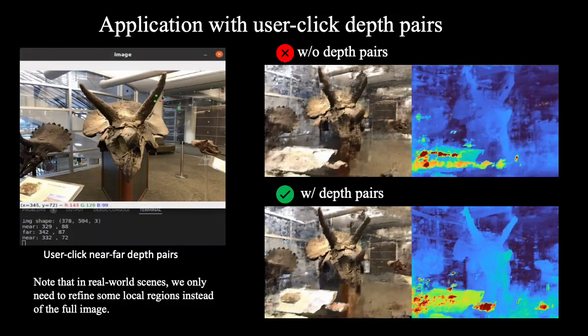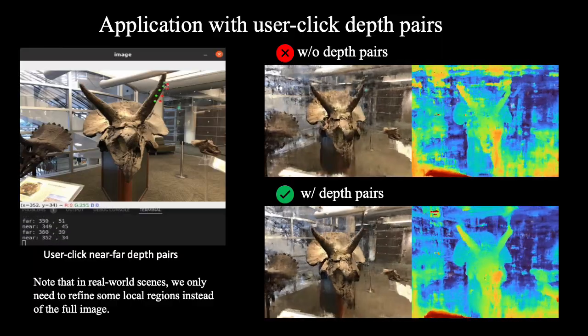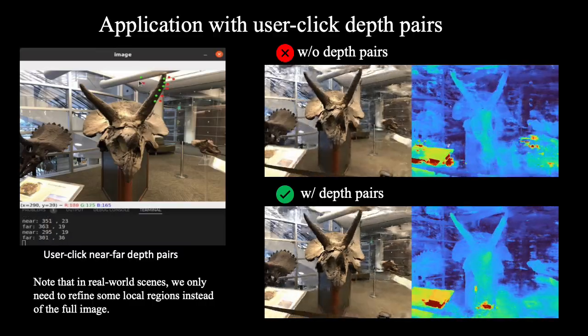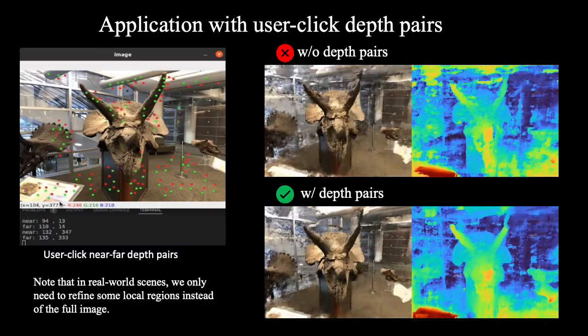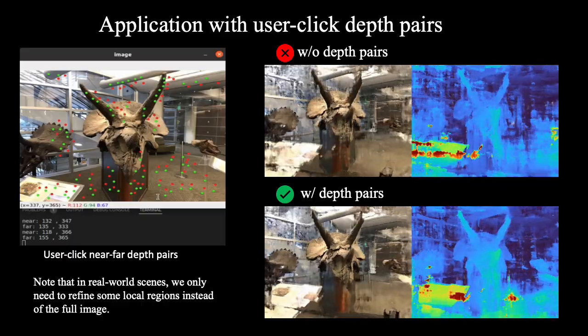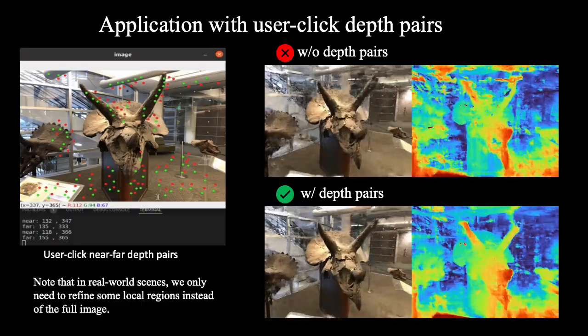We show another application. The users are asked to click near-far depth pairs for depth ranking supervision in a local patch when we do not trust the coarse depth. As we can see, the synthesized view significantly improves with about 30 near-far pairs. Note that, in real-world scenes, we only need to refine some local regions instead of the full image.